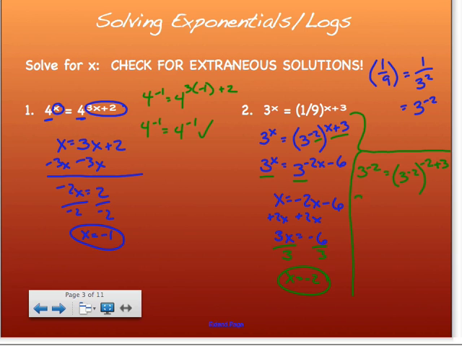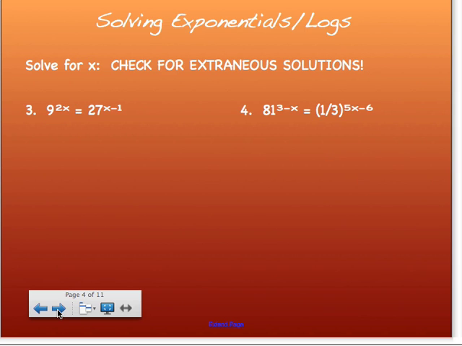So I'll simplify. I have 3 to the negative 2 equals, if I go ahead and do this, this is really 3 to the negative 2. Negative 2 plus 3 is a positive 1. And when I have negative 2 times 1, I think I get 3 to the negative 2 is equal to 3 to the negative 2. Sure enough, it works.